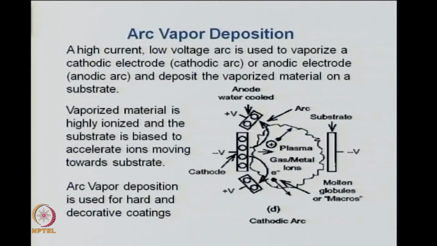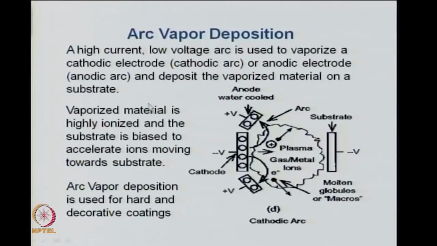Now, coming to another methodology. We looked at physical vapor deposition, 2 methodologies. One was the evaporation method, which is also called the vacuum deposition process, and the second one that we looked at was the sputter deposition process. And now we look at the third method, which is the arc vapor deposition.